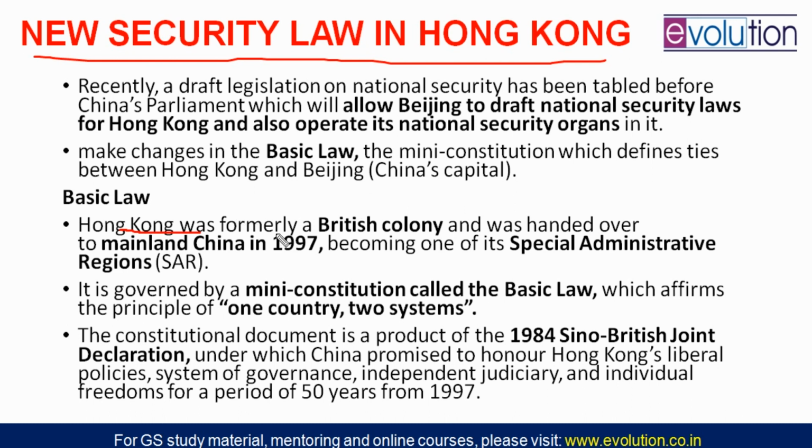Hong Kong was formerly a British colony and was handed over to mainland China only in 1997 and became one of its special administrative regions. So what is the second special administrative region? That is Macau. That was given to China by the Portuguese. So having a special administrative region and having half control over it, what is that? That is one country, two systems. Because for Hong Kong and Macau, China has a mini constitution. That mini constitution is called Basic Law.